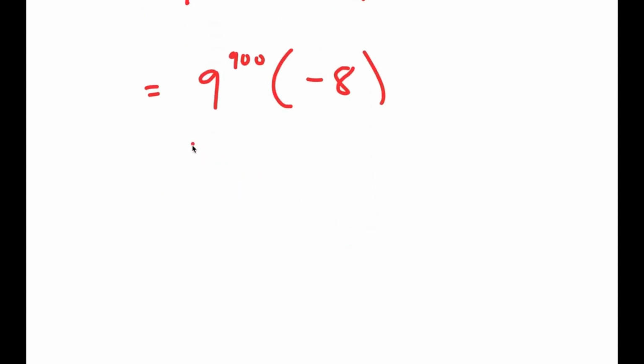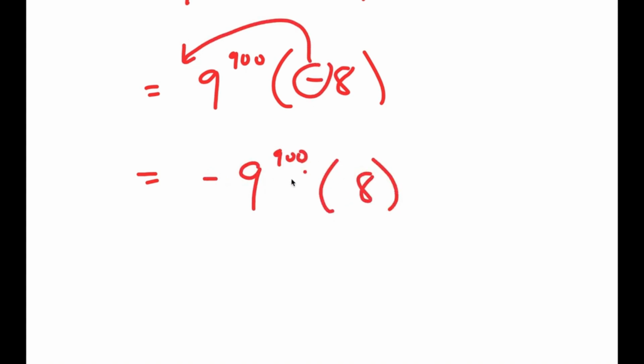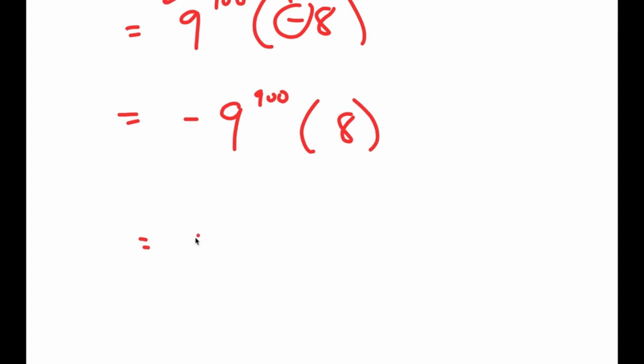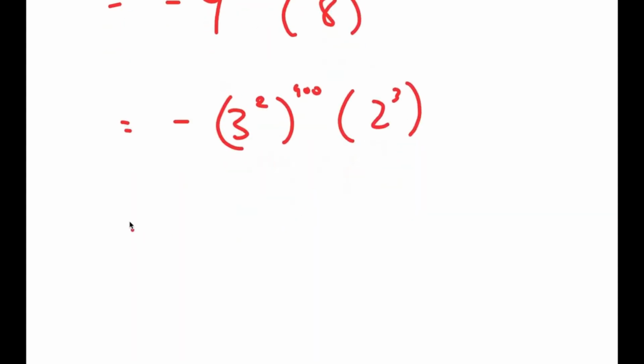Now from here, I said I was going to simplify this as much as possible, and we can't really get the exact value because 9 to the power of 900 is such a big number. However, what we can get is the simplified value, and we're going to simplify it as much as possible. So I'm actually going to move this negative sign to the front, so I get negative 9 to the power of 900 times 8, and this gets me negative 3 squared to the power of 900 times 2 to the power of 3. We're simplifying these terms as much as possible.